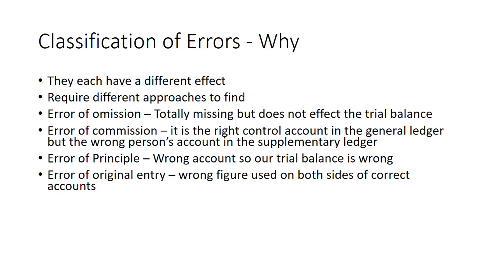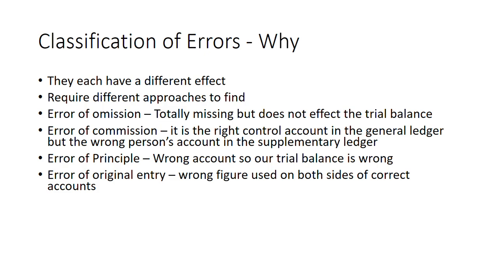Then we've got a reversal of entries, and this is where we've used the right accounts and the right figures, but we've used the wrong sides. So we put a debit in as a credit and a credit in as a debit. Our balance sheet will still balance, but the individual accounts are wrong.